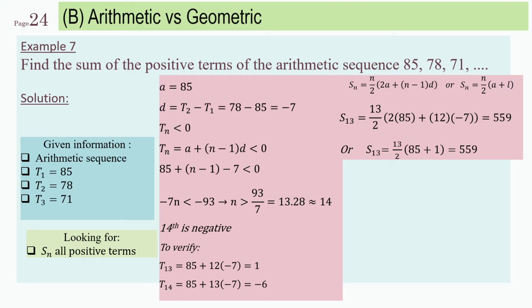Okay, so now what is example 7 asking for? Find the sum of the positive terms of the arithmetic sequence. Then you say, why, all are positive.